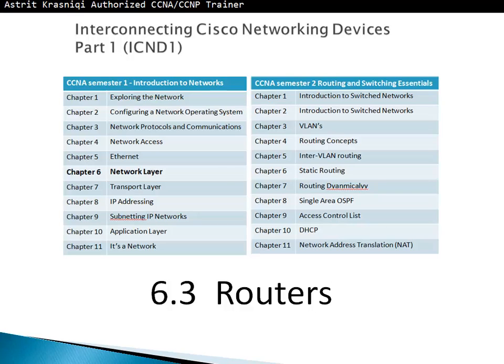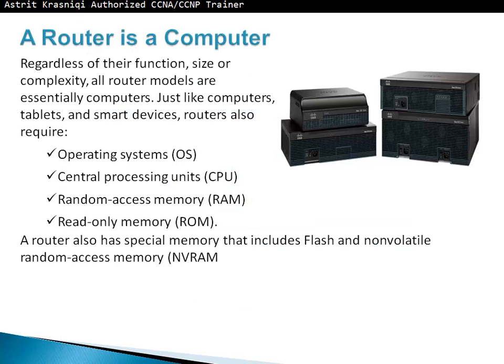Now we cover section 6.3, routers, of chapter 6, network layer. Okay, a router is a computer. Regardless of their function, size, or complexity, all router models are essentially a computer. Just like computers, tablets, or smart devices, routers also require an operating system, CPU, random access memory or RAM, and read-only memory, ROM. A router also has special memory that includes flash and non-volatile random access memory, NVRAM.